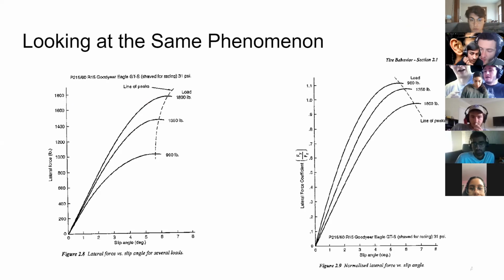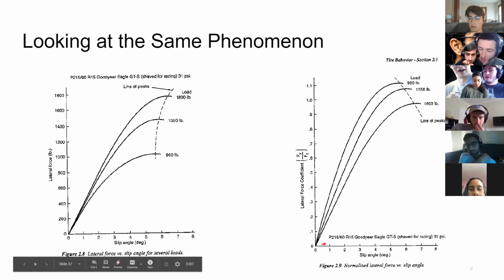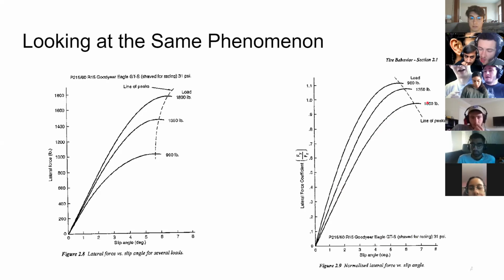This is a really useful plot, and this is what's called lateral force coefficient. What that does is divide the total amount of lateral force you can apply by the amount of normal force on the tire. Now we see that as we increase slip angle, this normalized amount of lateral force versus normal force is lower for our 1800-pound case as opposed to our 900-pound case. Do people see that in those 2 plots? Yeah. Cool.